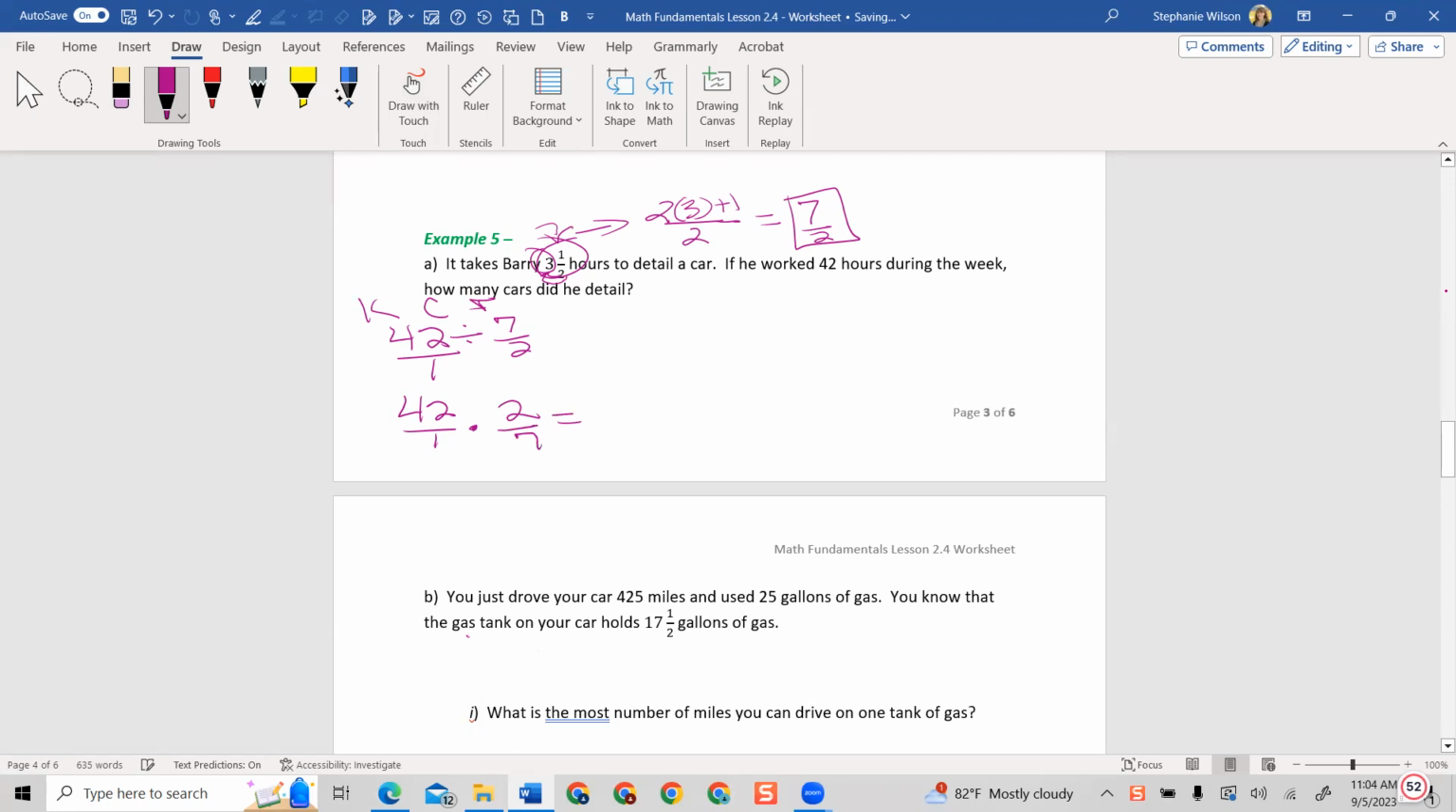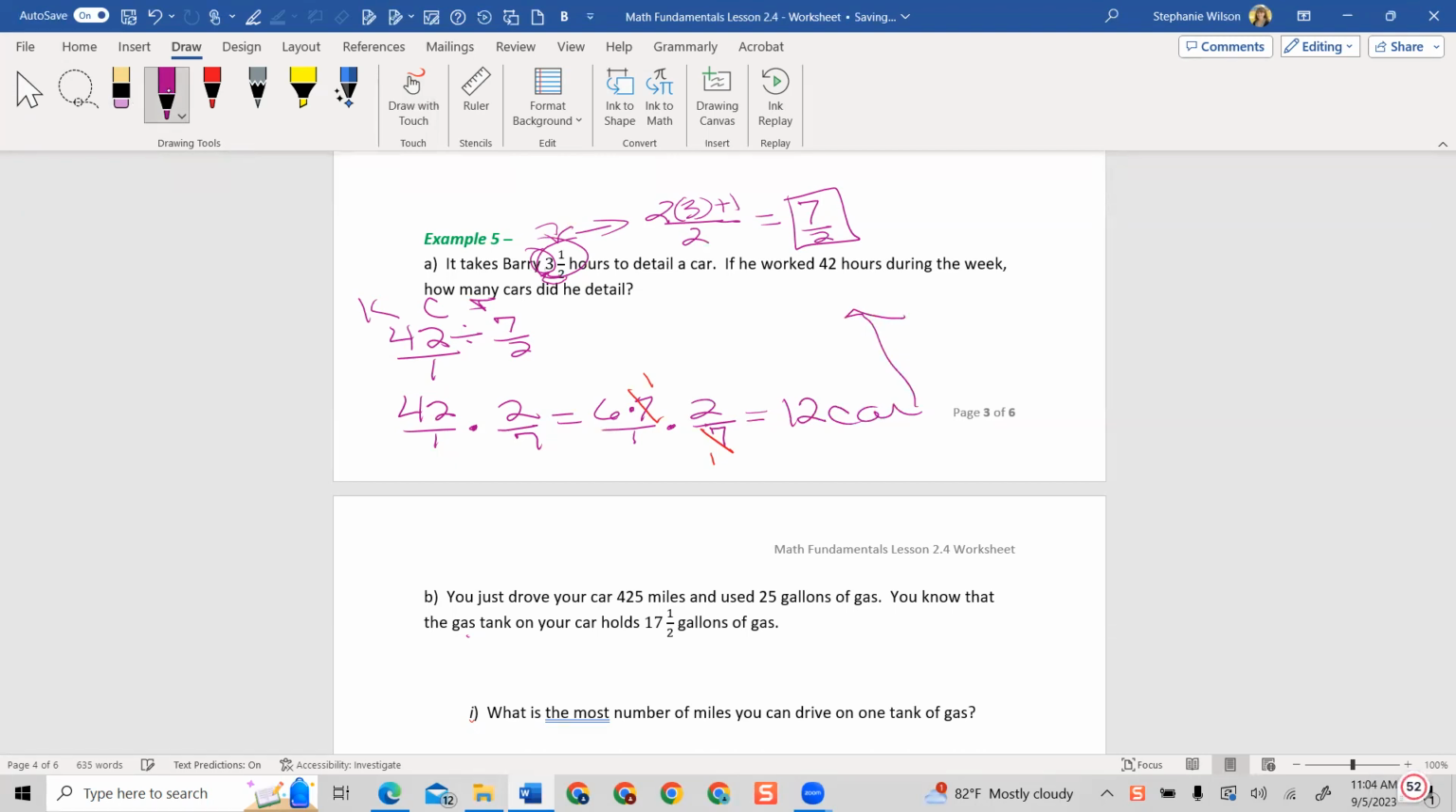Now that I've done that, I look at the denominator and I see that I have a 7. 7's prime. It won't go into 2, but it will go into 42. I know that 6 times 7 is 42 over 1 times that 2 over 7. And I can reduce the 7. 7 goes into itself once, right? Now I have 6 times 1 times 2, which is 12 all over 1. So I don't need the 1 in the denominator. So it's 12 cars that he detailed in 42 hours.